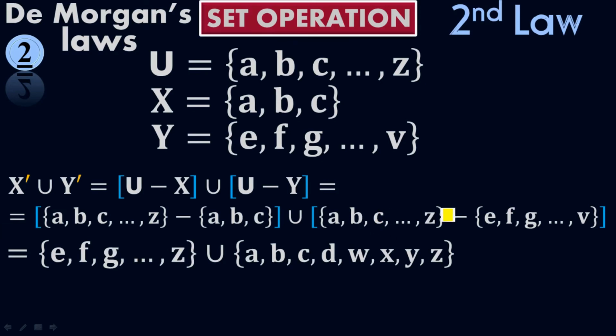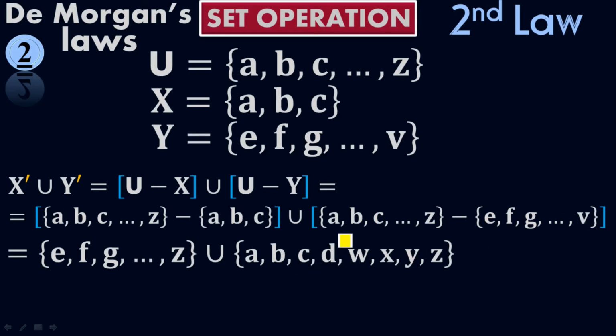Similarly, the difference of these two sets will be A, comma B, comma C, comma D, comma W, comma X, comma Y, comma Z. The difference of these two sets will be the set with the elements which belong only to the first set, not to the second one. In the second set, we have the elements from E up to V. So all the elements from E up to V will be cancelled with the elements in this set. So the elements in the first set, other than these elements from E up to V, will be the elements of this set.